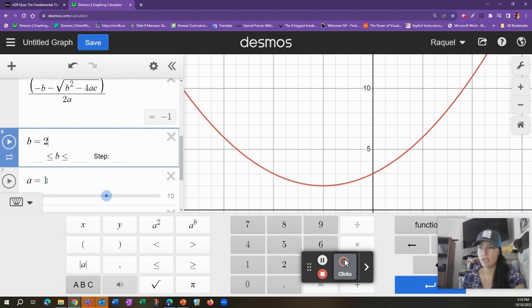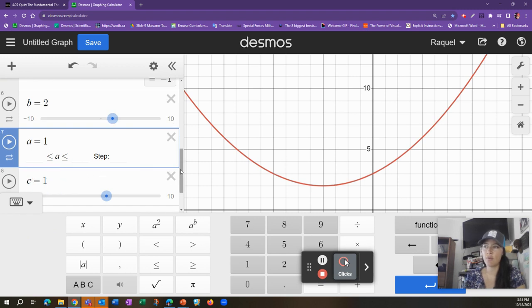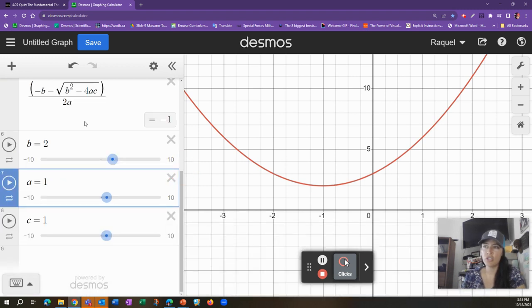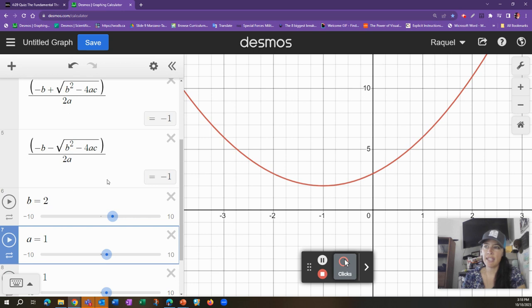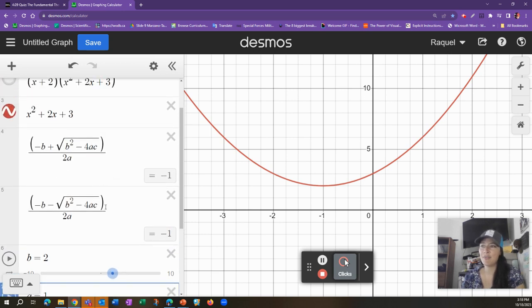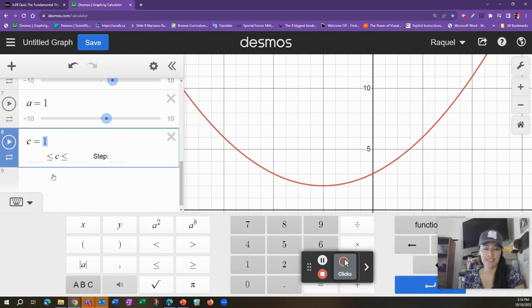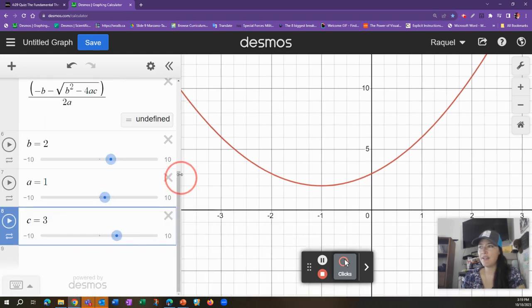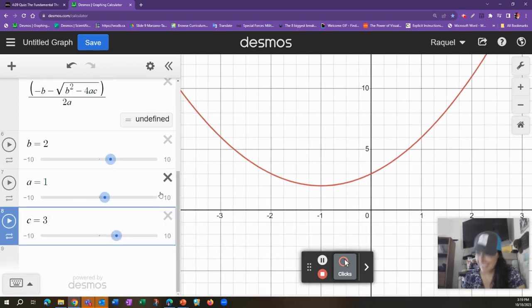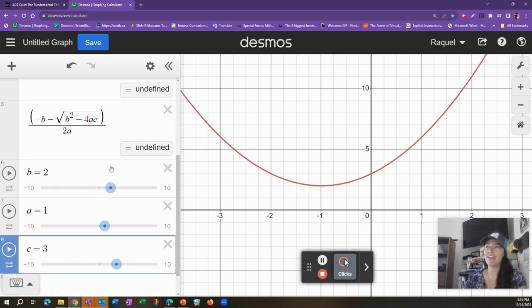It's going to be undefined. This won't work for us anyway. So b is 2, right? a is 1. It's not going to work. I'll replace it in here. And then 3 is c. So let's go down and make 3 equal to c. It's going to still be undefined. Oh boy, how come it's going to be undefined? So we'll have to do this math the old-fashioned way.